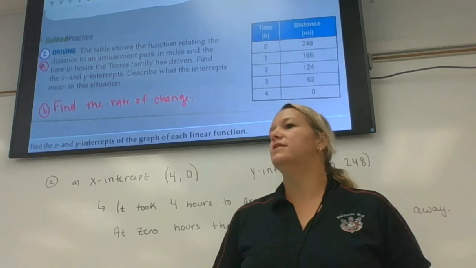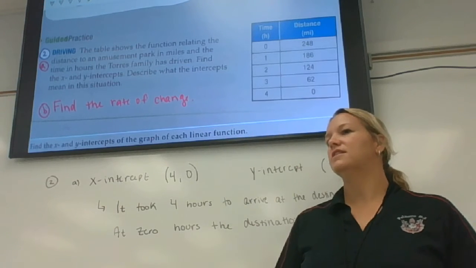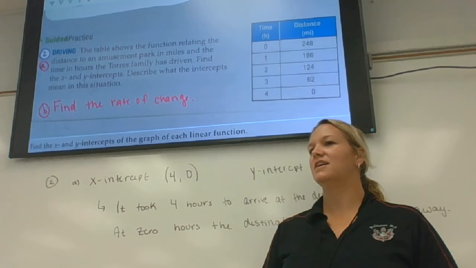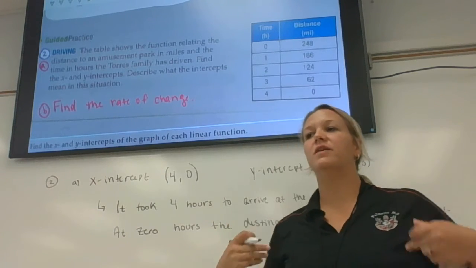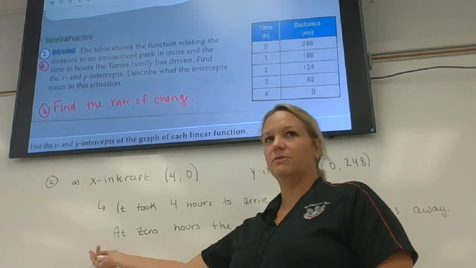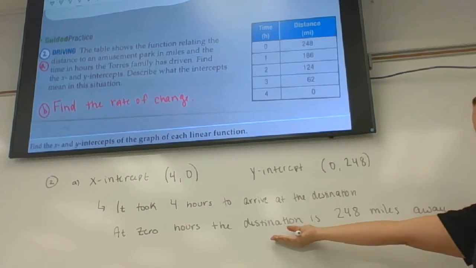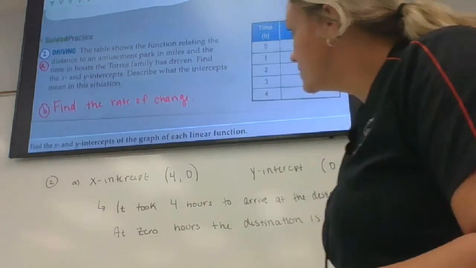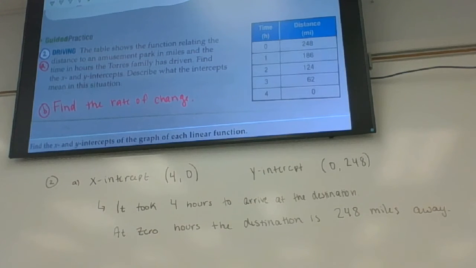Libby, what'd you do for Weiner Sub? What's your sentence? Okay, I was just going over it while you were chatting. Here's a great answer provided by one of your peers. At 0 hours, the destination is 248 miles away. Libby, stop. Another great answer. Before they started driving, they were 248 miles away from the amusement park.